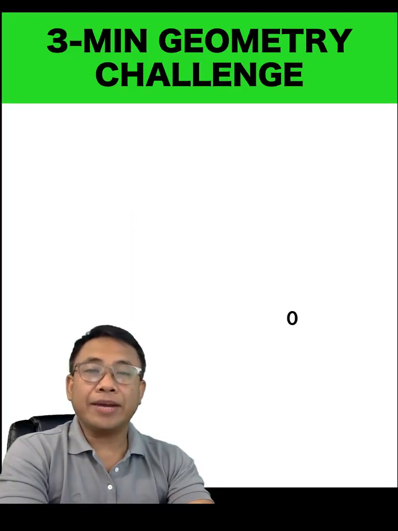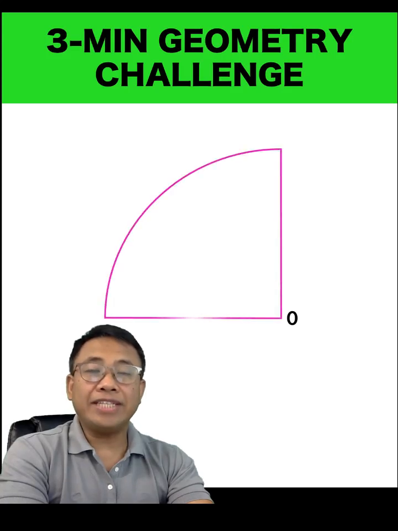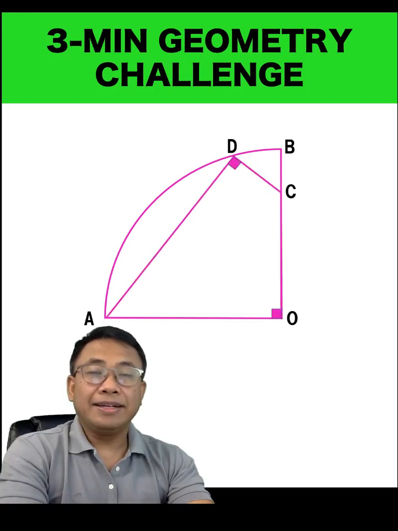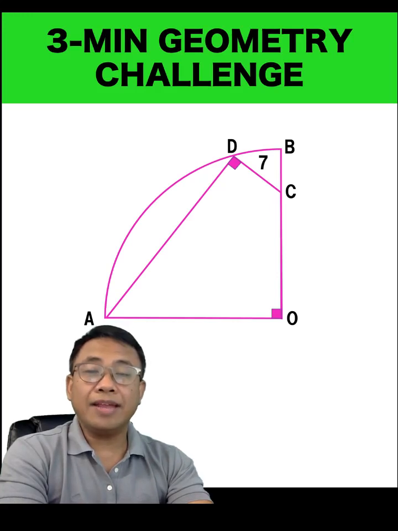Let's begin with a quarter circle O with radii OA and OB. Let's locate a point C on OB and another point D on arc AB, and let's form this right angle CDA. The length of segment DC is given to be 7 units, and the length of segment AD is 24 units. We would like to find the measure of segment OC.